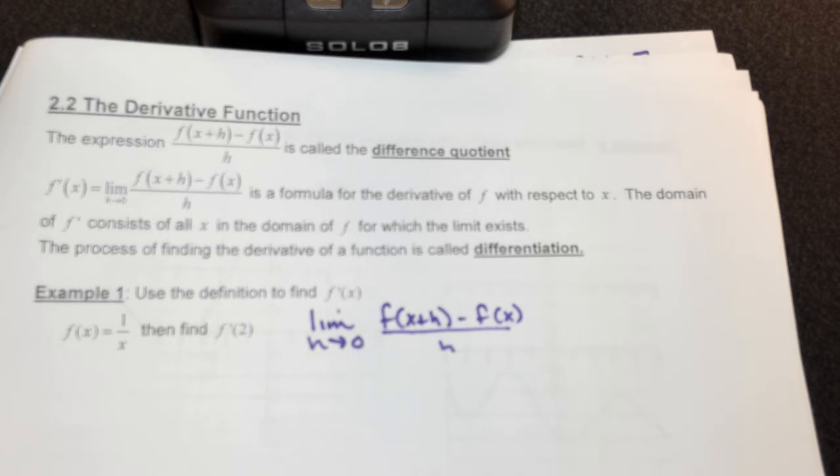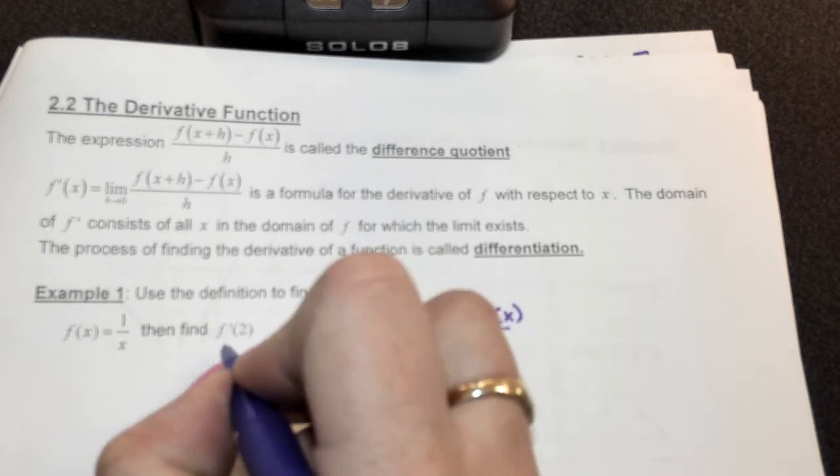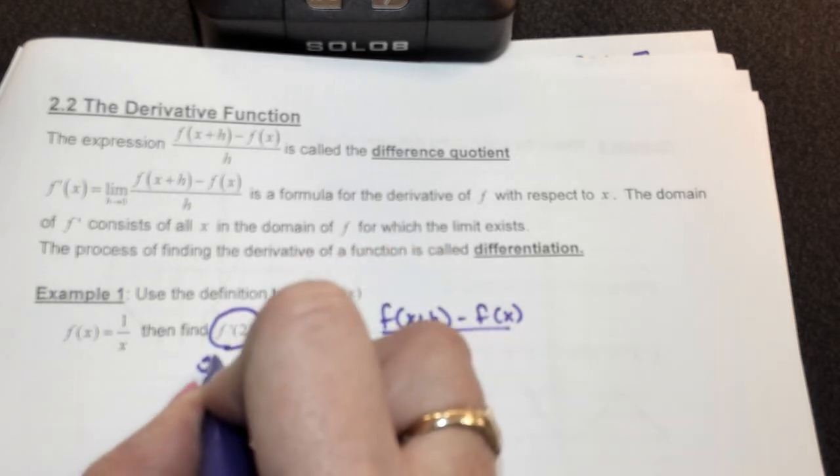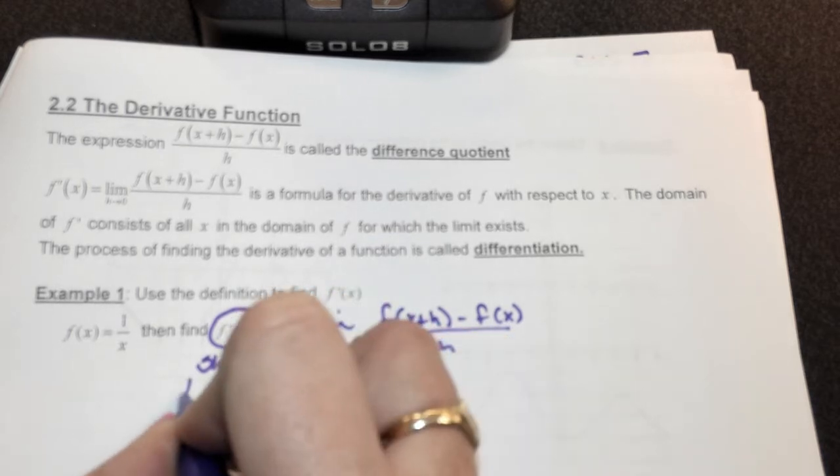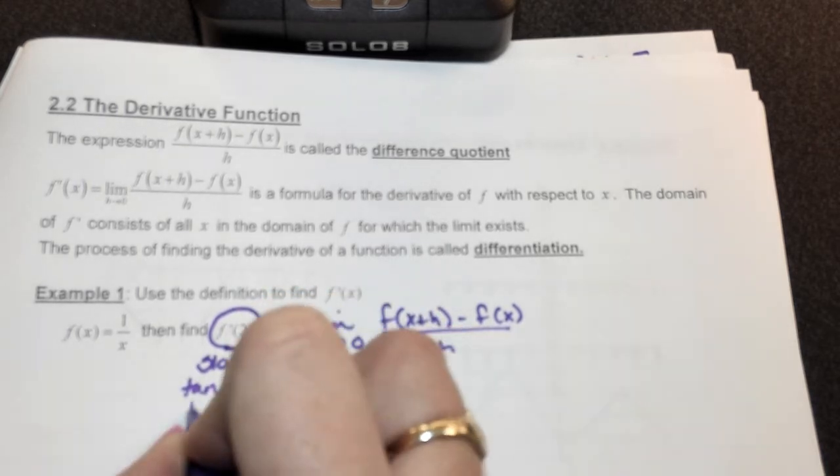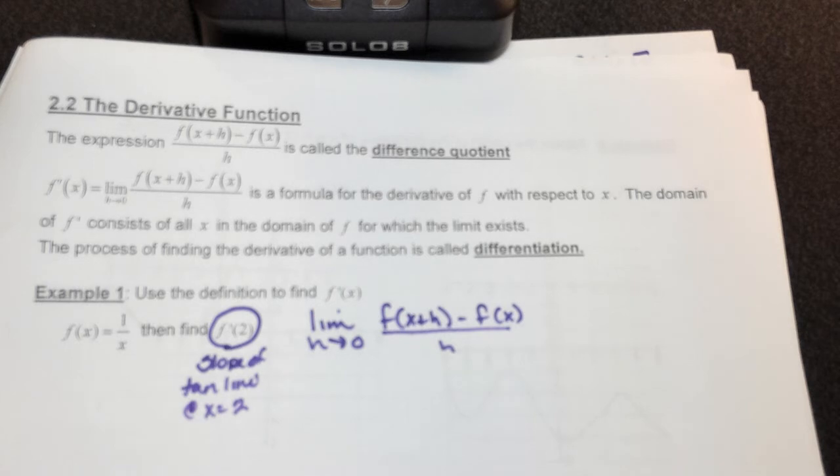Remember your function notation. Once we find f prime of x, 2 is the x value. What I'm going to do with the 2 is plug it into the derivative. What that will calculate, what you did last night for homework, is the slope of the tangent line at x equals 2. So that's what f prime of 2 is doing. To relate it back to your homework, f prime of 2 is having you find the slope of the tangent line.